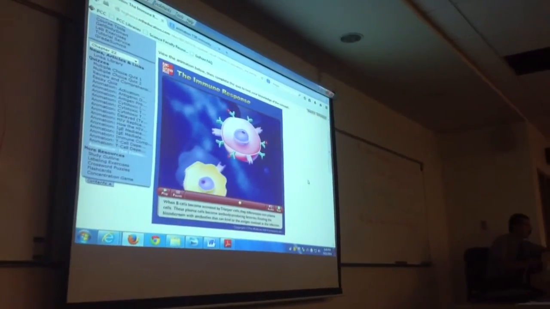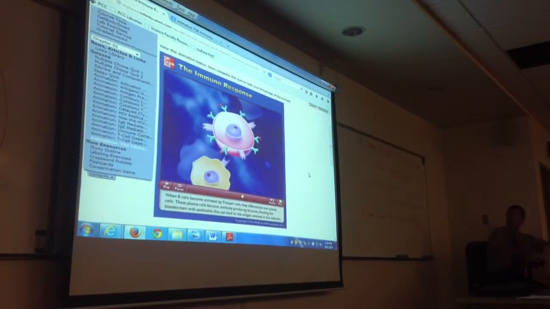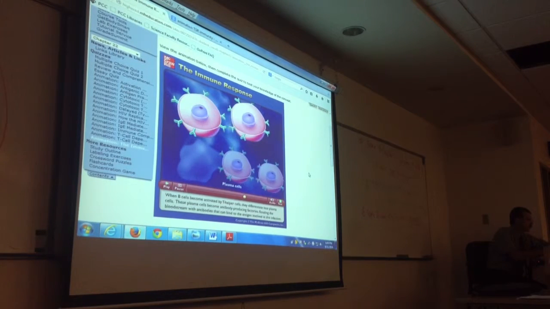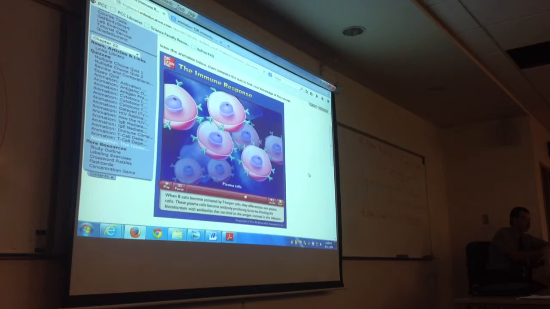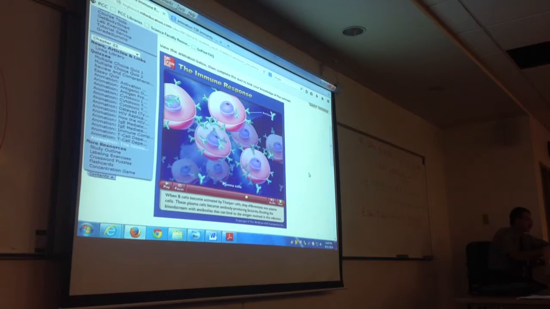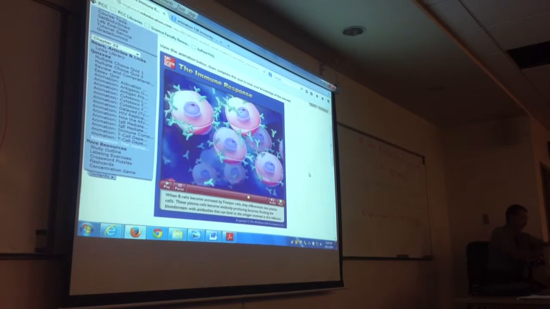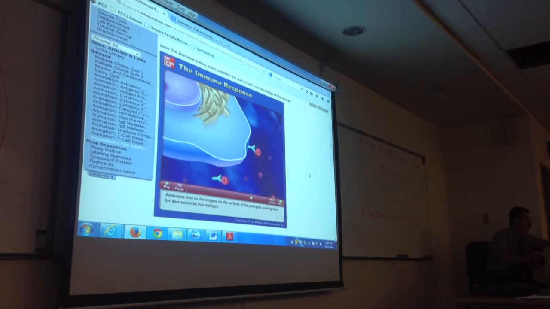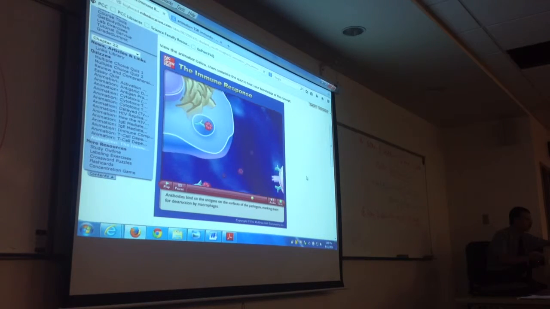When B cells become activated by T helper cells, they differentiate into plasma cells. These plasma cells become antibody-producing factories, flooding the bloodstream with antibodies that can bind to the antigen involved in this infection. Antibodies bind to the antigens on the surfaces of the pathogens, marking them for destruction by macrophages.